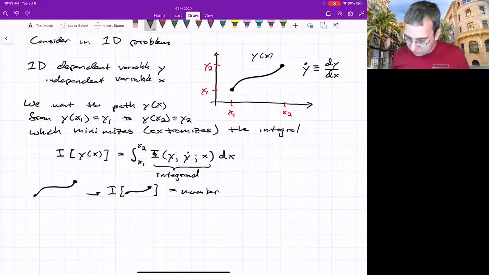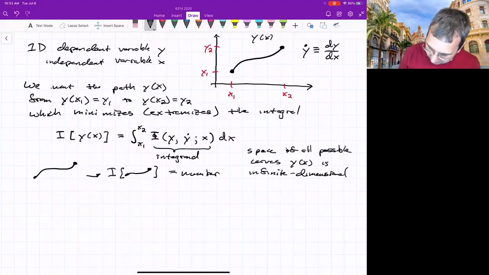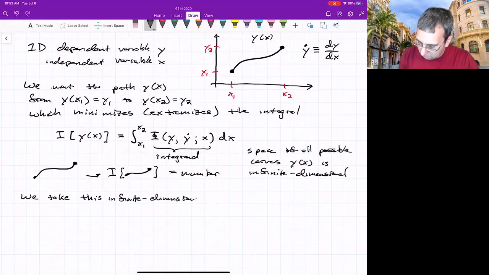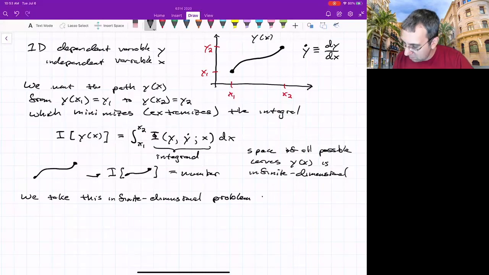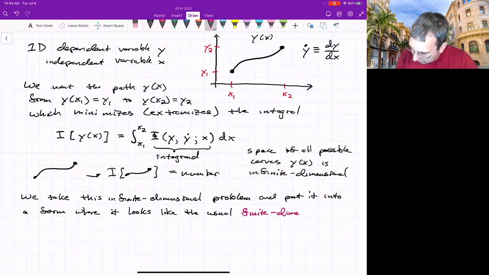Now we want to take this infinite dimensional problem, right? Because the space of all possible curves is infinite dimensional. So we might just throw up our hands and give up, but we won't. So we take this infinite dimensional problem and put it into a form where it looks like the usual finite dimensional calculus. So it's kind of a cheat to say, oh, this is a new kind of calculus. We're going to take something and just put it into the usual calculus.